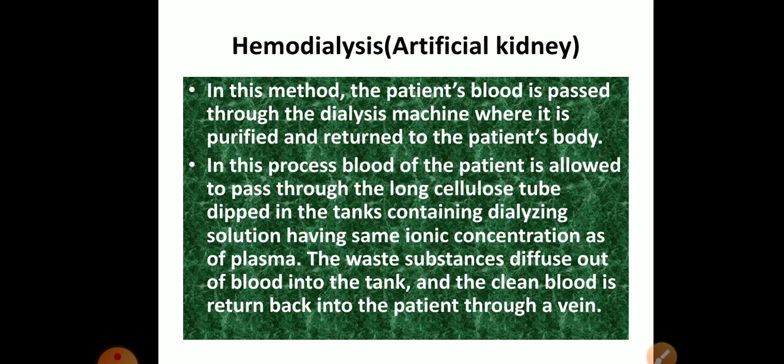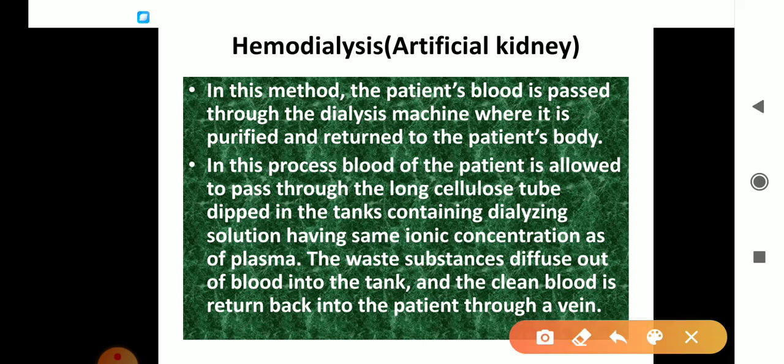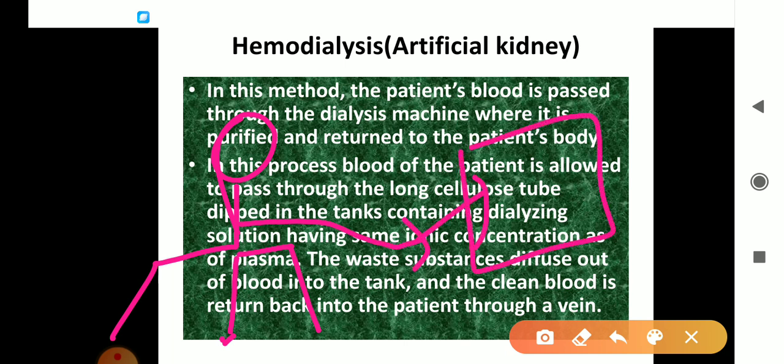Dialysis is also called hemodialysis, and the dialyzer machine is called an artificial kidney. In this method, the blood of the patient is passed into the dialyzing machine. Suppose this is a person, right? The blood of the person is passed into the dialyzing machine. The dialyzing machine contains a solution having the same ionic concentration as the plasma.